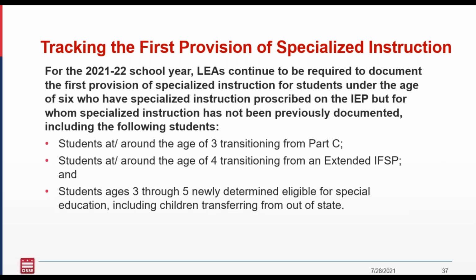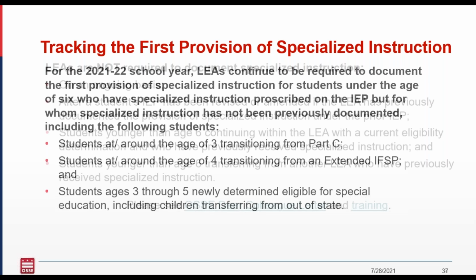So you're responsible for documenting this for students that are at or around the age of 3 who are transitioning from Part C, who are at or around the age of 4 who are transitioning from an extended IFSP, so again, from early intervention services, and students ages 3 through 5 who are newly determined eligible for special education, including children who are transferring from out of state. So any student between the ages of 3 and 5 who has a new IEP or who is newly determined eligible and has their first IEP or their first provision of specialized instruction, you're required to document that first provision. We're going to have some trainings on this coming up. There's also some resources on our website related to this too. Next slide, please.